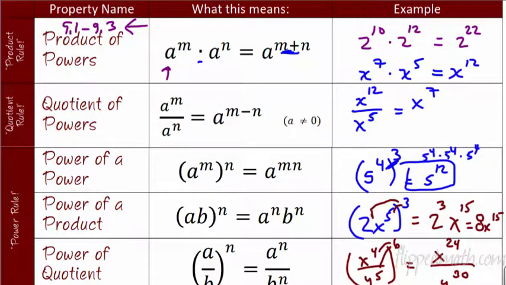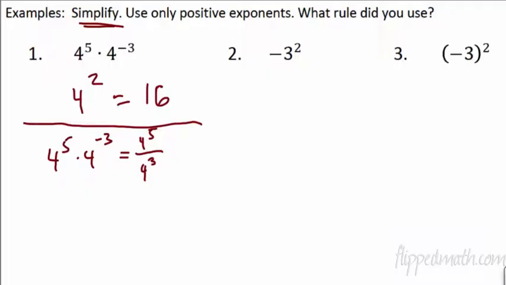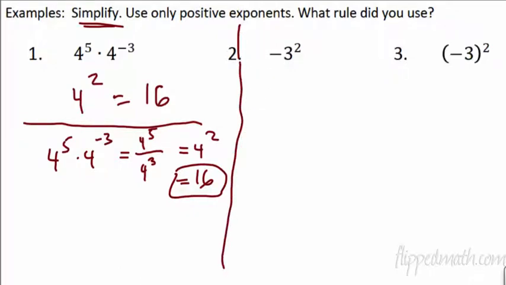It's this one right here, quotient of powers rule, where the rule is you subtract your exponents. If we do that, 5 minus 3 is 2. Okay, and that's going to give us our 16 the same way. So there's 2 ways to do that one. You don't have to do it either way specifically, but you do have to show your work and show us which way you did it.